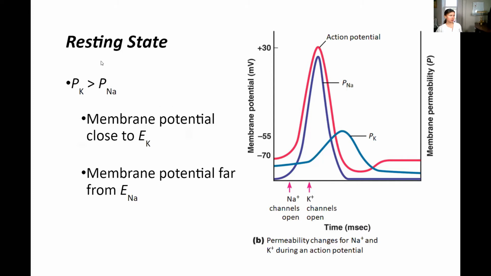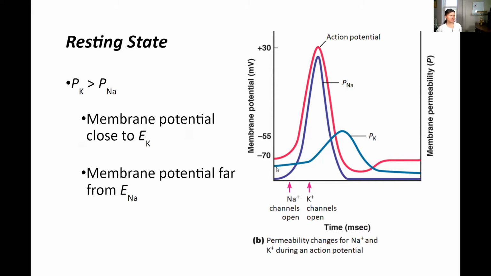Okay. So at rest, our membrane is more permeable to potassium than to sodium. We have more potassium leak channels than sodium leak channels, which means that our membrane potential is closer to the equilibrium potential for potassium. So we can see here, sorry, both the permeability lines are blue, but this one here with the lower peak is our line for the permeability of potassium.